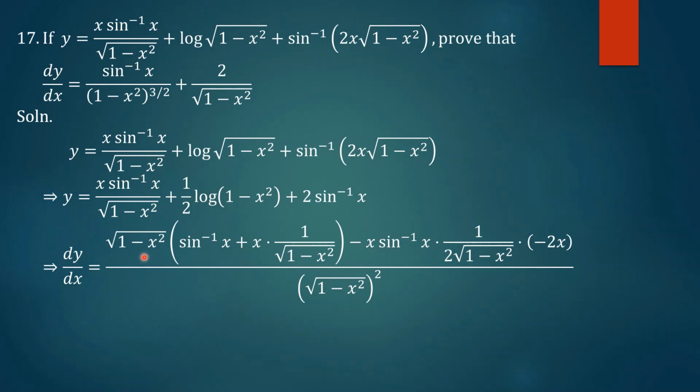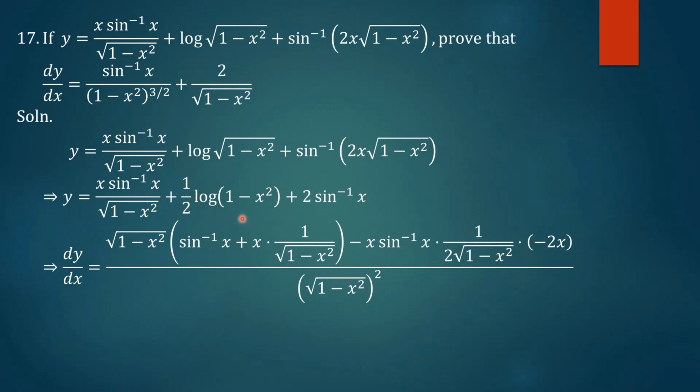So first we obtained the denominator into the derivative of the numerator, this part. Then we give a compulsory negative sign here, minus. Then the numerator x sin inverse x into the derivative of the denominator, root over 1 minus x square. The derivative is 1 by 2 root over 1 minus x square, and the derivative of 1 minus x square is minus 2x by the chain rule.